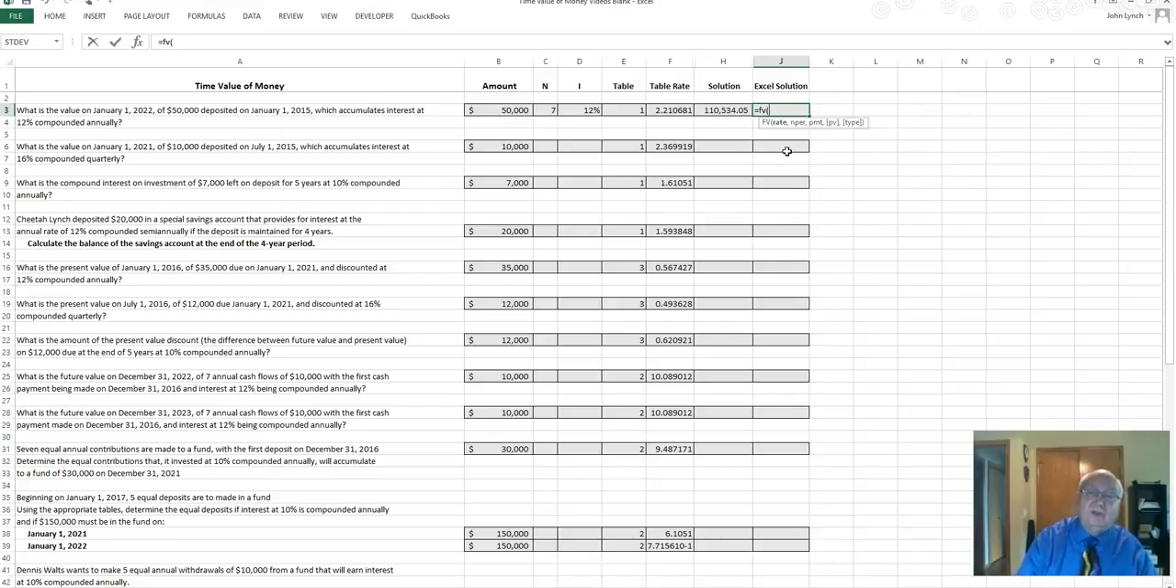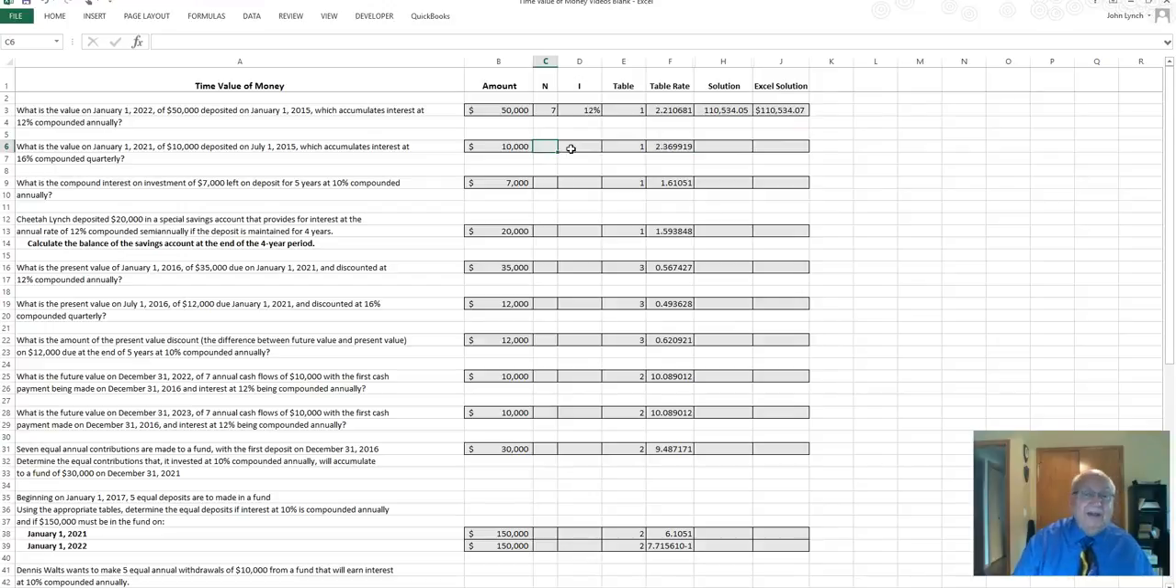So I said that was future value. Your rate is 12%. Number of periods is 7. Now, this is an annuity. This would put 50,000 in every year. We don't want that. We want the present value, and it's a payment, so it's a minus 50,000, and you see that it's 110,534.07. So it's off a couple pennies, and that's because of rounding.